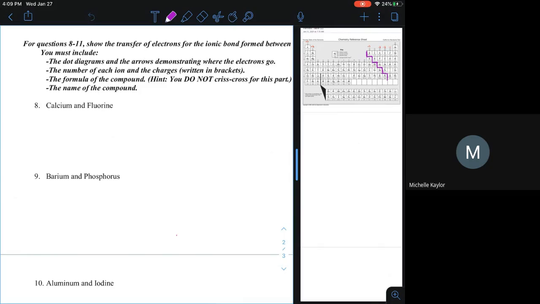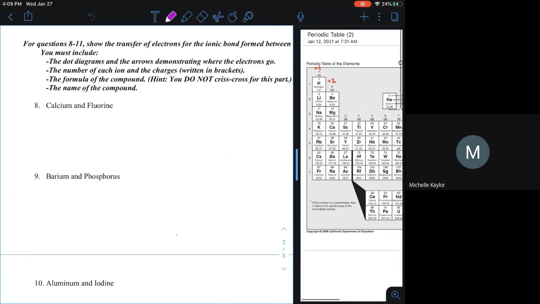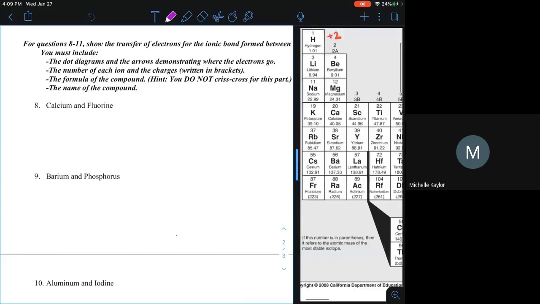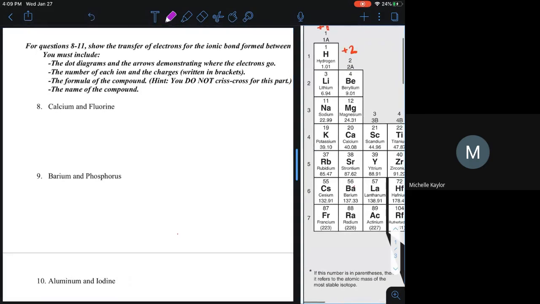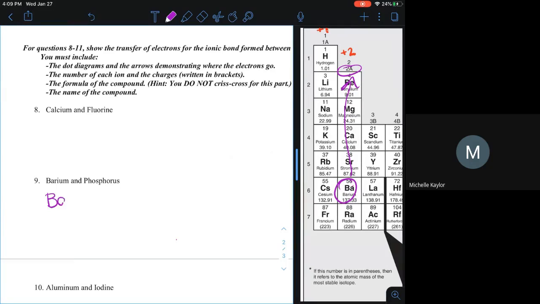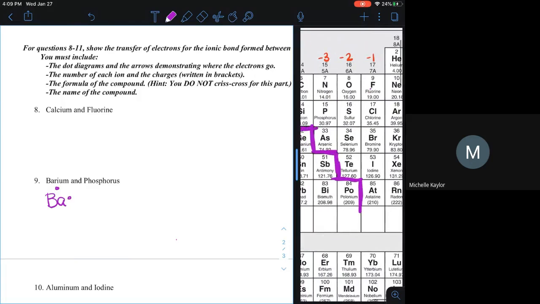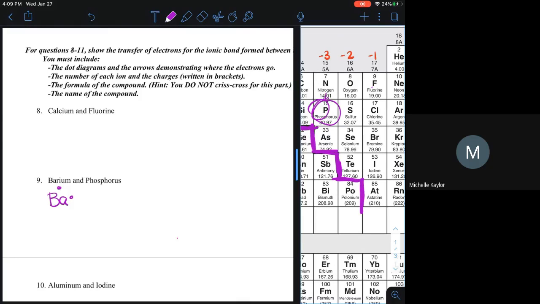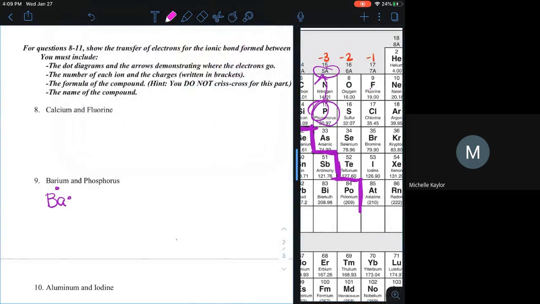So to do these problems, you are going to find the element on the periodic table, and you're going to find out how many valence electrons it has. So barium's number 56. I look, it's in group 2A, which means it's going to have 2 valence electrons, or 2 dots. So I'm going to draw Ba, and I'm going to give it 2 dots. And then I'm going to find phosphorus. Phosphorus is in group 5A, so it has 5 dots. So I'm going to draw P for phosphorus, and 1, 2, 3, 4, 5 dots.